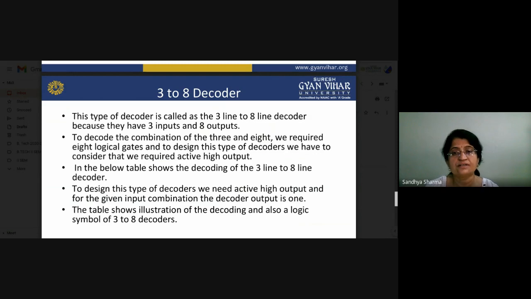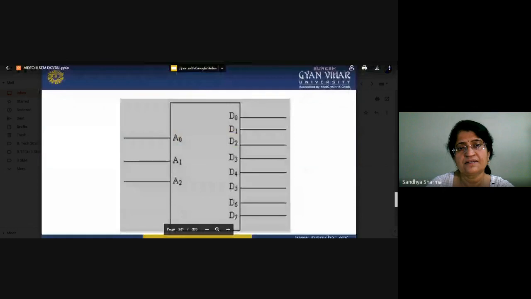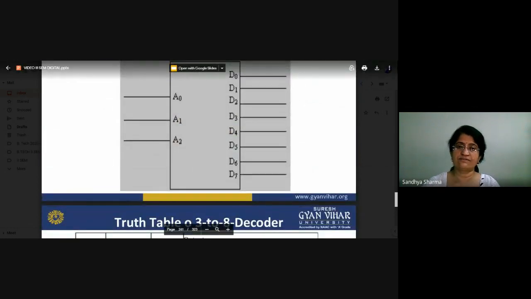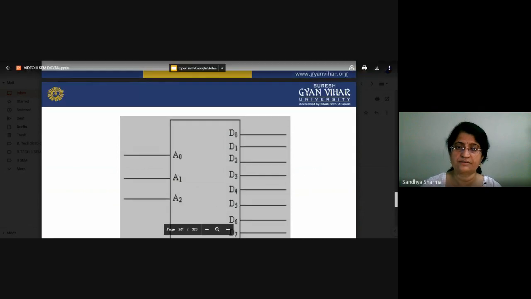Okay, so generally we can design such types of 3 to 8 decoders by considering an active high output. So in the below table we can see decoding of 3 lines to 8 lines. You can see in this diagram that the input lines are 3, A0, A1, A2, and the output lines are D0 to D7, 8 output lines.